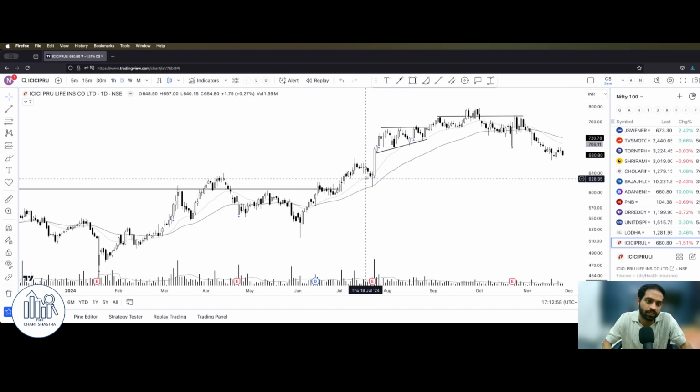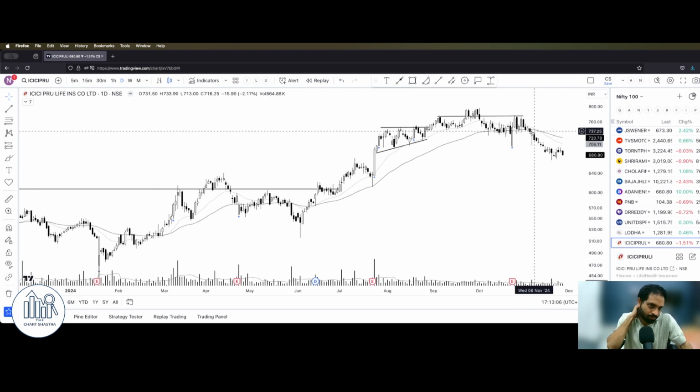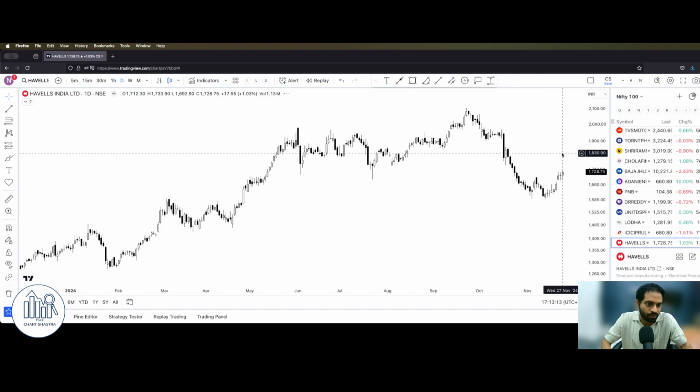It looked like it has started a new trend, but again it gave back this base. This breakout is somewhere. Even the 50 EMA has been broken down at this level. Not so great. It has been weaker.